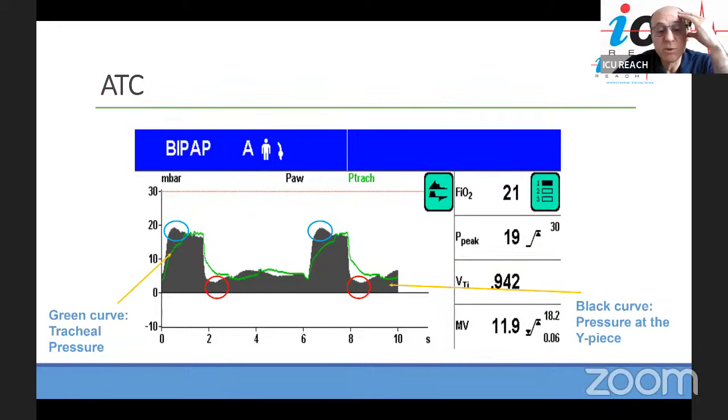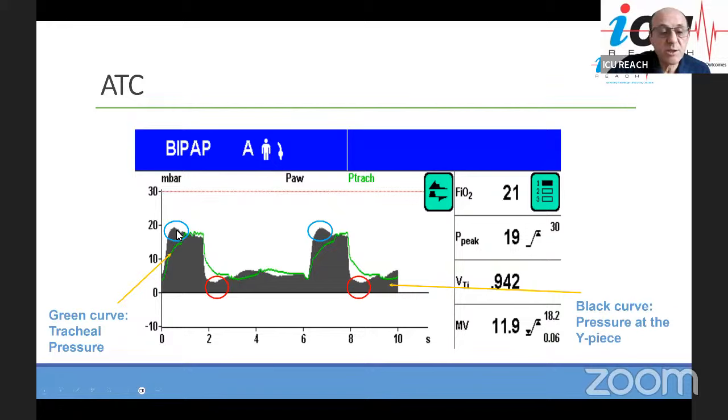Once it is activated, that's what you see. And this is on the Drager machine. You can see the green line representing the tracheal pressure. And this is imaginary, by the way. It does not measure it. And the dark area here represents the airway pressure and the pressure at the Y piece. And this is measured. You can see the difference here.